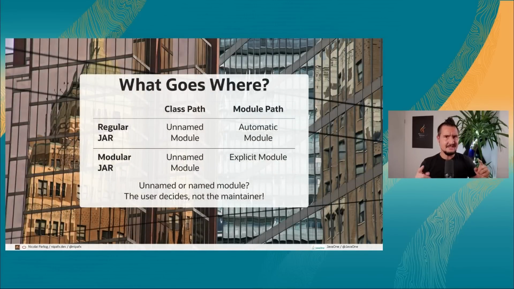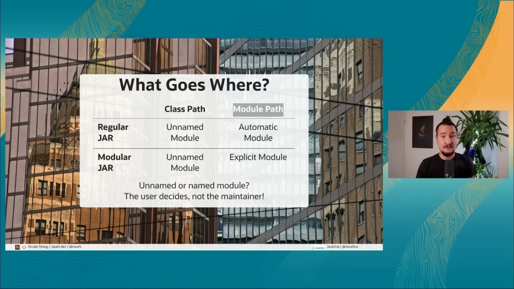So, okay, that means, as I said earlier, you can put both kinds of jars on both kinds of paths. So that's a little bit confusing. Let's have a look at what exactly this means. So first of all, you see the class path here. And whatever you put on the class path, whether it's a regular jar or a modular jar, will end up in the one unnamed module.